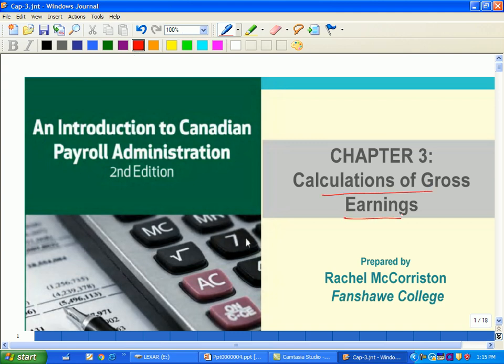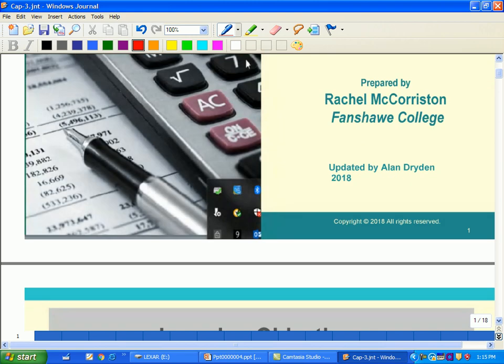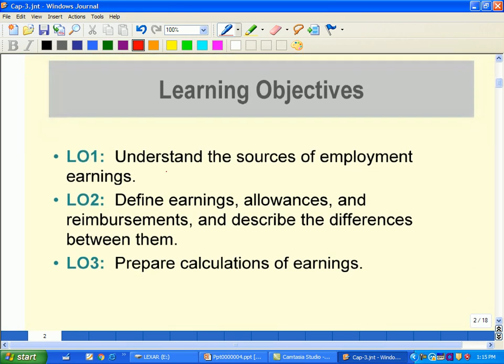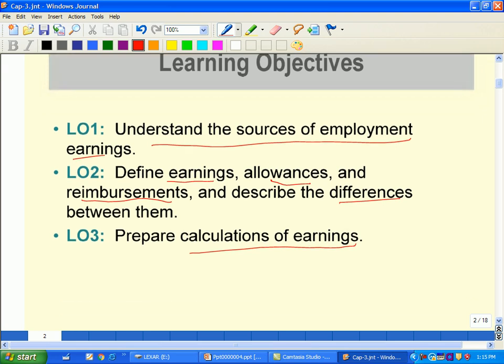Today we will be covering chapter number 3, which deals with the calculation of gross earnings. What is the learning objective? We will understand the sources of employment earnings: what are the earnings, what are the allowances, what are the reimbursements, and what is the difference between them. And then prepare the calculation of earnings, which means how much would be the net earning.